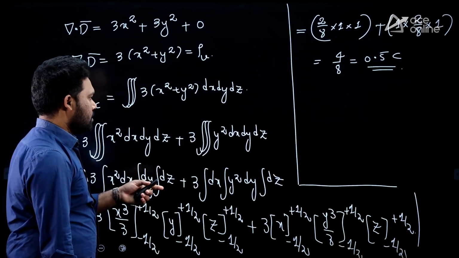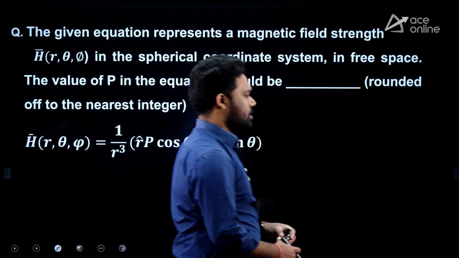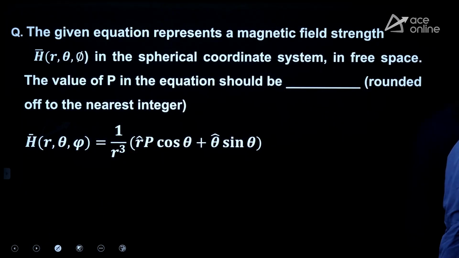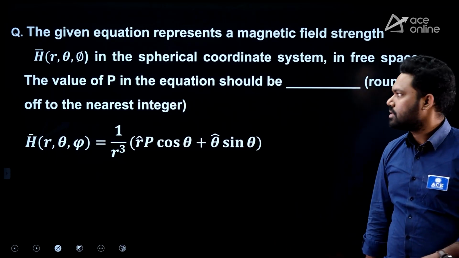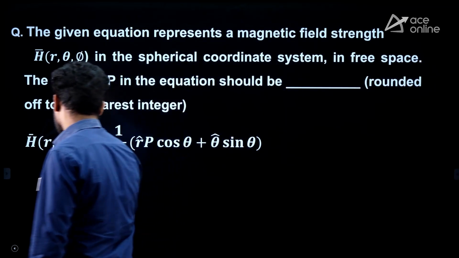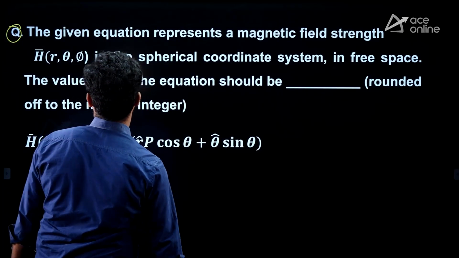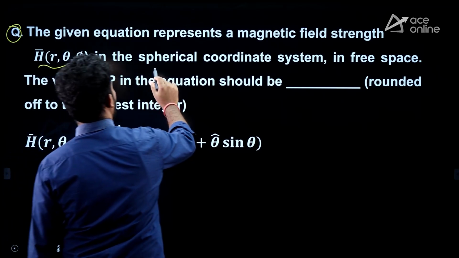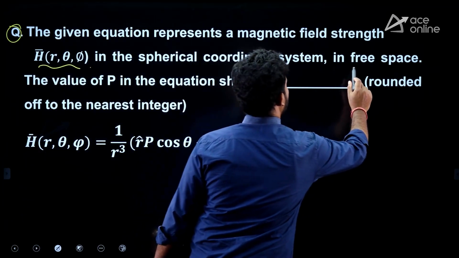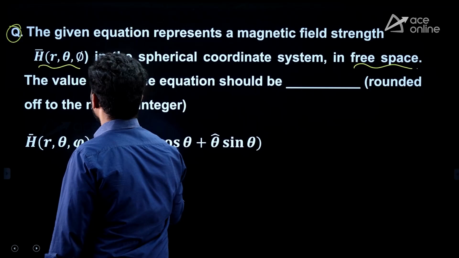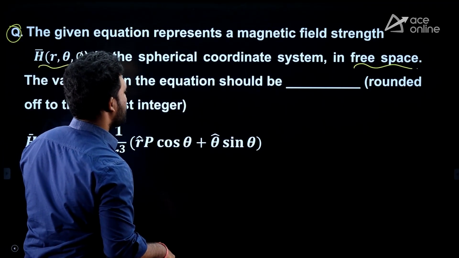Clear? Fine. Let us have one more question. Come on, try to answer this one. Again, this question is also based on Maxwell's equations. The given equation represents the magnetic field strength H of r, theta, phi in the spherical coordinate system in free space. The value of P in the equation should be dash.